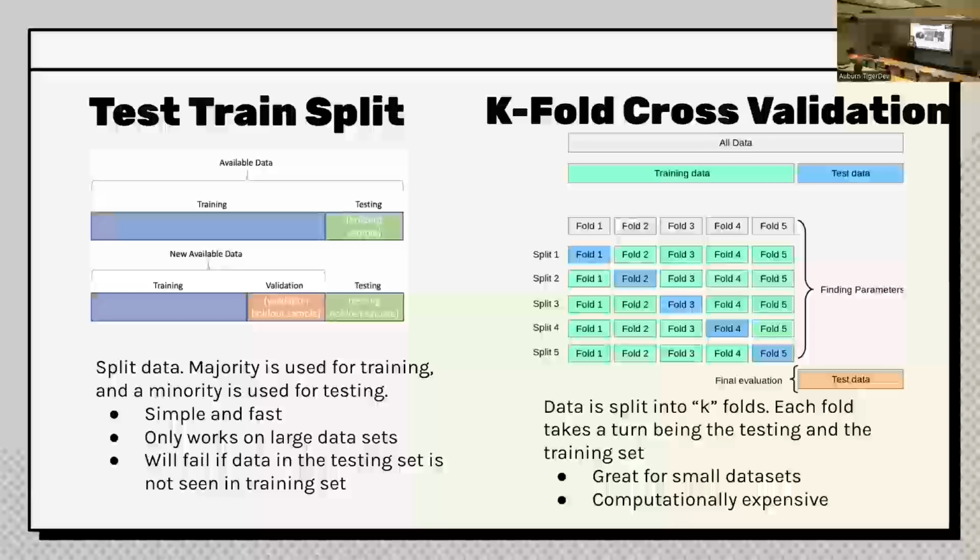Now the main benefit of using the test train split is that it is simple and fast. The problem is that it only works on large data sets, and it'll fail if data in the testing set is not seen in the training set.